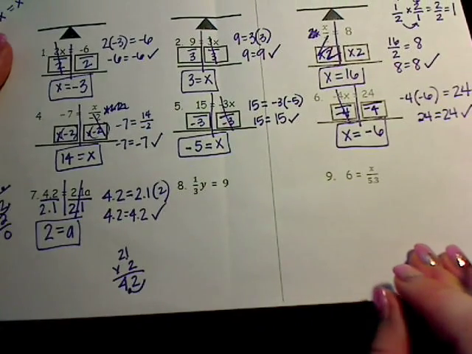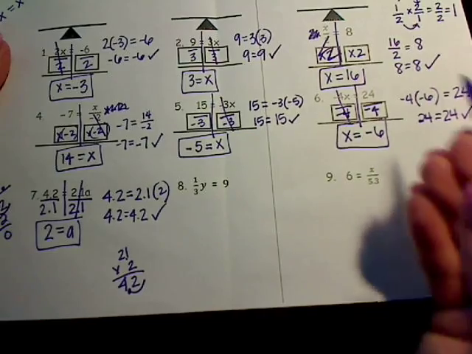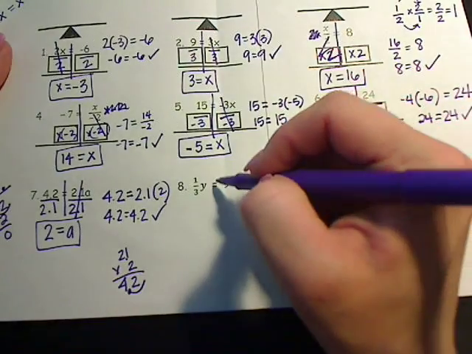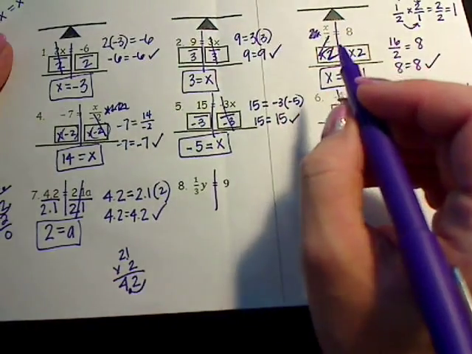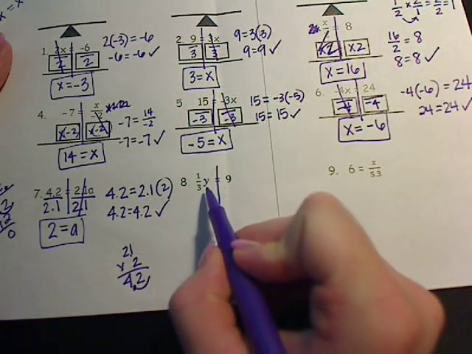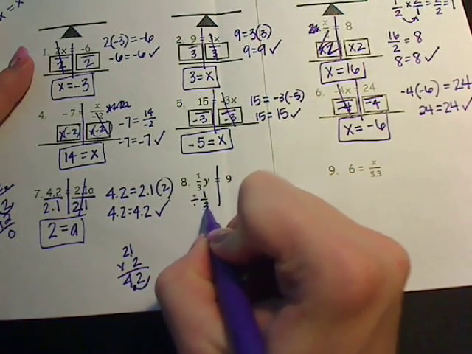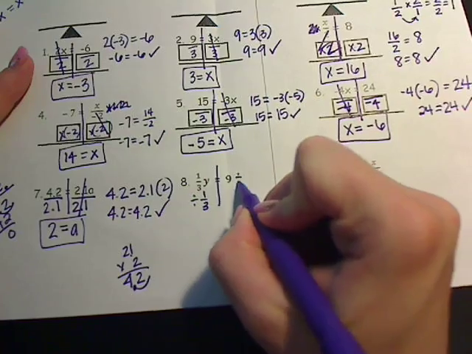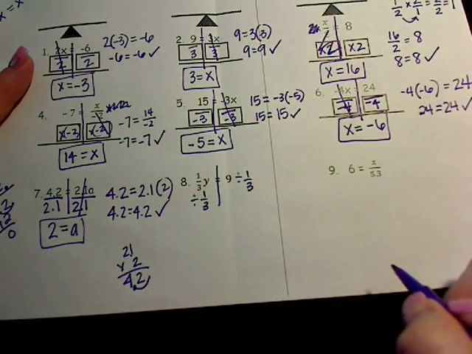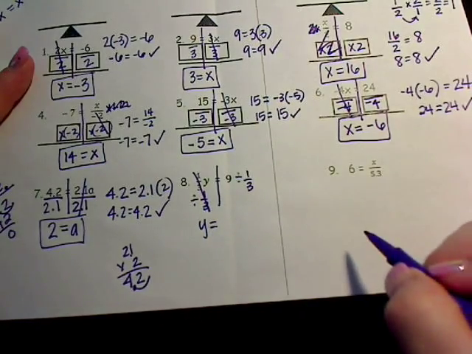Number 8. This one has a fraction, so we're going to have to bring back our multiplying and dividing fraction rules. Remember those. So step 1, cut it in half. Step 2, isolate the variable. So the opposite of multiplying by 1/3 is dividing by 1/3. What I do to one side, I'm going to do to the other. My 1/3s cancel. I'm left with y over here.